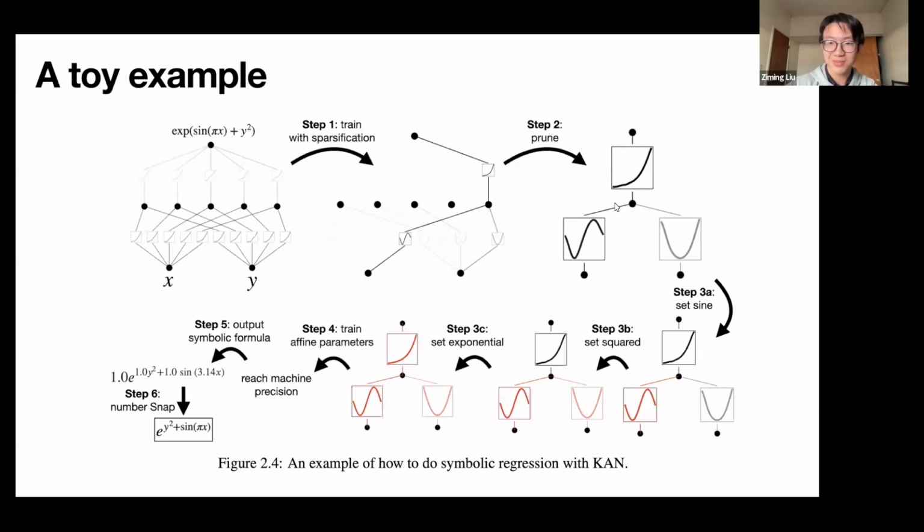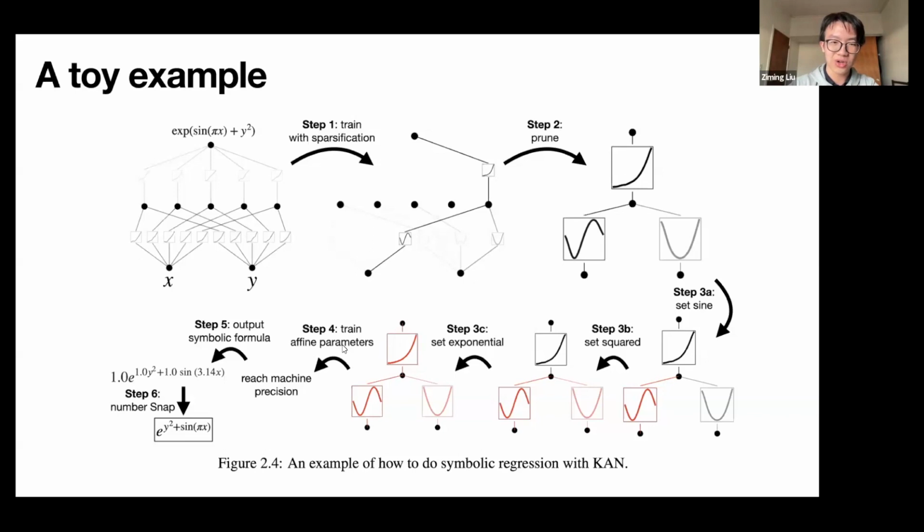And then just by naked eye, you may observe that, oh, this is a sine function, so you may want to set it to be exactly sine. And oh, this is a squared function. You want to set it to be squared. Oh, this is something like an exponential. You set it to be exponential. And after that, all the remaining parameters are the affine parameters in the input and output.